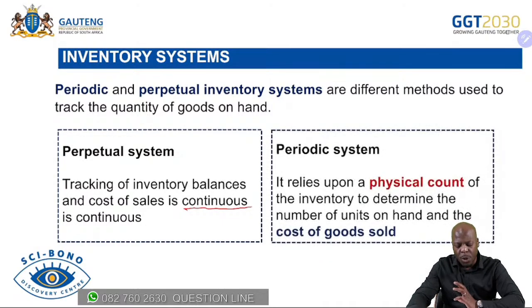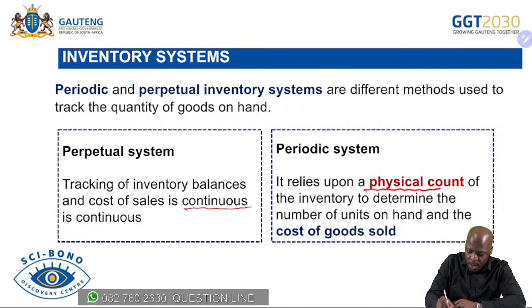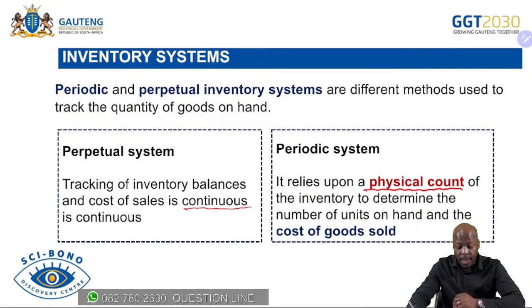The next one is what we call the periodic system. Now, the periodic inventory system mainly relies upon a physical count of the inventory, that is to determine the number of units on hand and the cost of goods sold. So with your periodic, you have to do a physical stock count. A physical stock count, that means you literally go to your shop, you count each and every item individually. That is a physical stock count. That is for you now to determine the number of units on hand as well as the cost of goods sold.